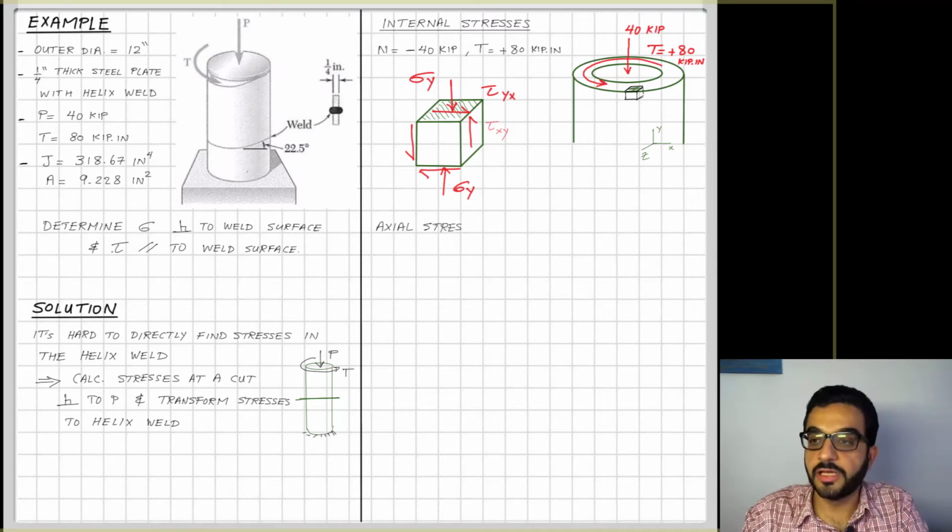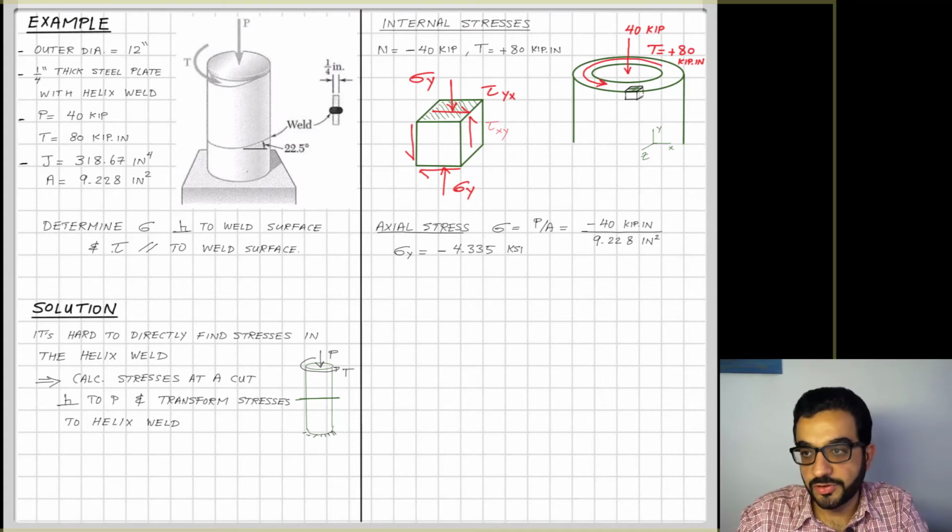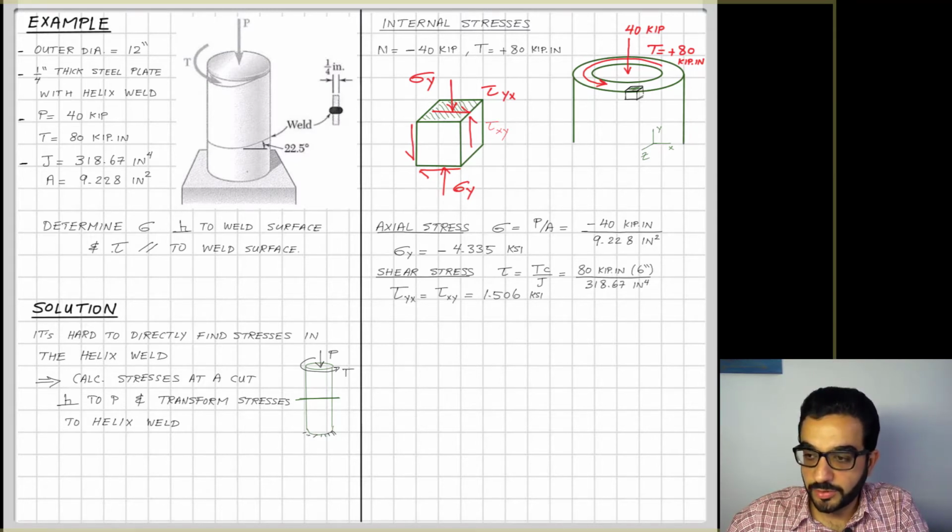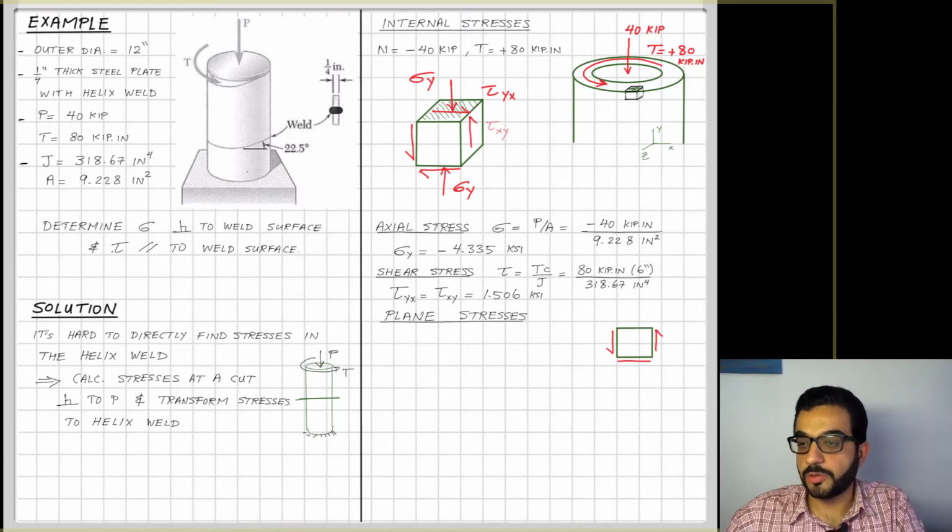Now let's calculate the normal or axial stress. Sigma is equal to P over A. It's an axially loaded case, and P and the area are given. So we find a negative, compressive stress of 4.335 ksi. Then the shear stress comes from torque, so it's Tc over J. I'm plugging in the values right away. C is half of the diameter, so I end up with tau yx, the same as tau xy, of 1.506 ksi.